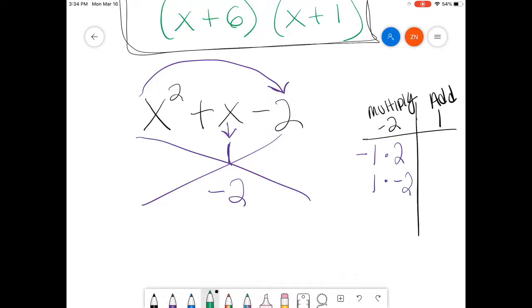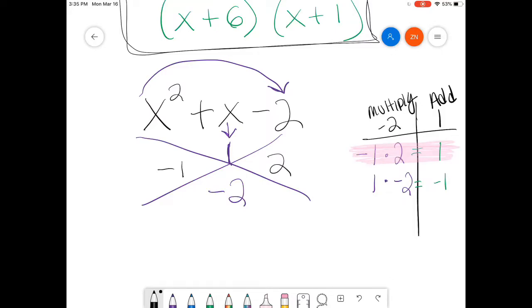Then I want to see what adds to 1. Well, -1 plus 2, that's 1. 1 plus -2, that's -1. So which factor am I going to use here? Probably this one, since it's the solution for both columns. In my umbrella man, you have -1 and 2.